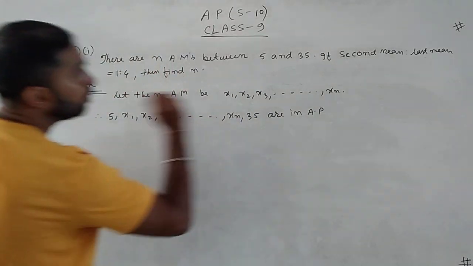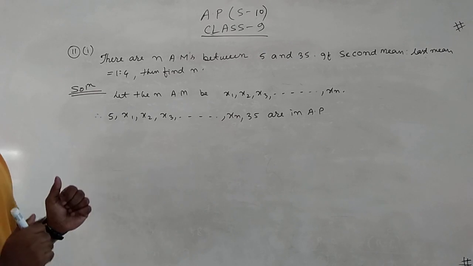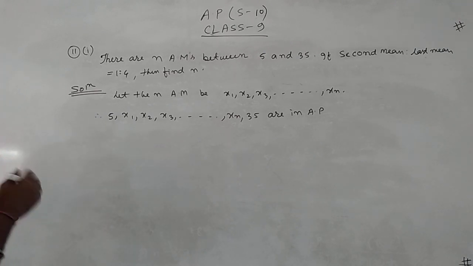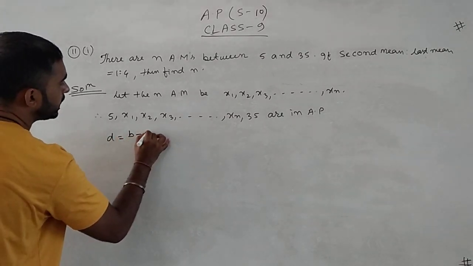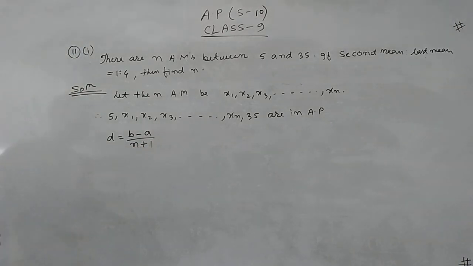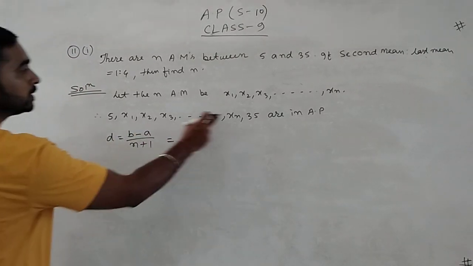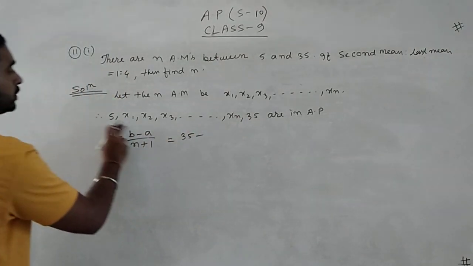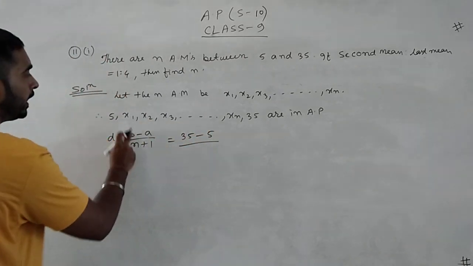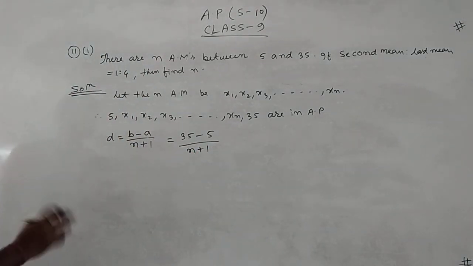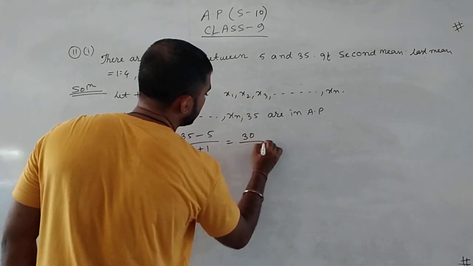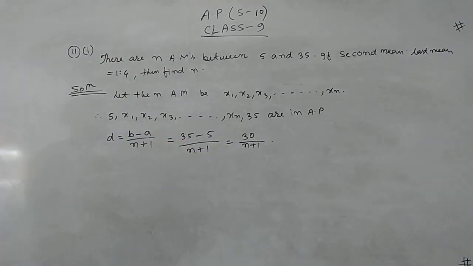Now here what is given? Second mean by last mean. In the last class, I don't know which, I forgot, I gave a formula that D can be found by B minus A by n plus 1. Yes, D equals B minus A by n plus 1. Now here what is B? B means 35, the last term. A means the first term, that is 5. And how many arithmetic means are there? n, so n plus 1. So D equals 35 minus 5 by n plus 1, which is equal to 30 by n plus 1.